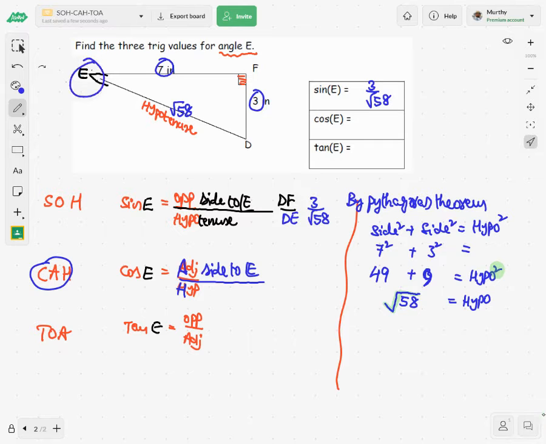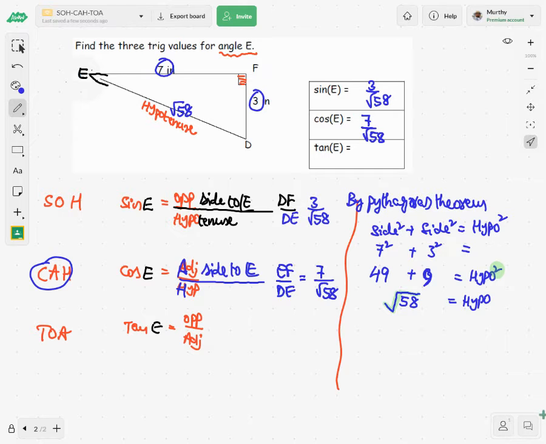Now, adjacent side to angle E. So here is my angle E. Adjacent means the side which is next to the angle, other than the hypotenuse. That is EF, over the hypotenuse DE. So just plug in the values, which is 7 over square root of 58. The same thing is copied here to get the answer. Okay.